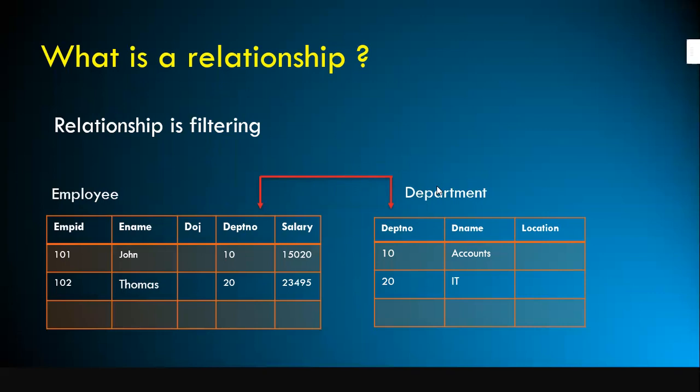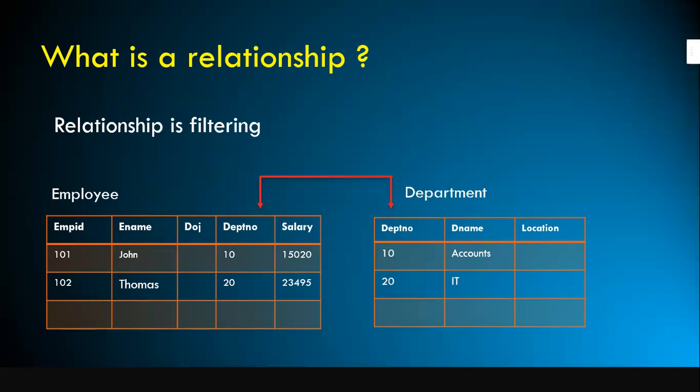In order to get data from more than one table, you need to create the relationship. In this case, we are dealing with only two tables. Let's say you have another table, a project table, and you want to find out which project the employee is currently working on. You need to have the project number here and the corresponding project number from the project table. You need to join them. Only then can you filter the data correctly.